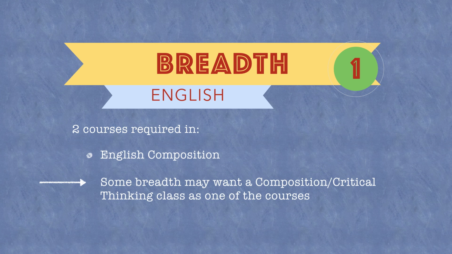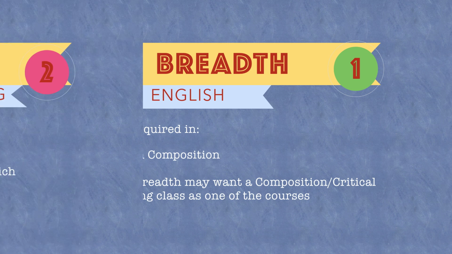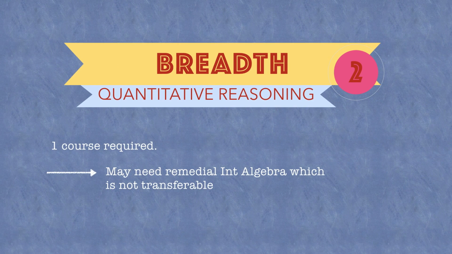So if you're doing breadth and you're from a non-CCC, non-California community college, then you aren't even going to have it. You'll just have to do English composition. But if you're at a California community college, be sure to look at the IGETC path and see which of the English courses you need to take. And you want to take this for a letter grade, by the way.